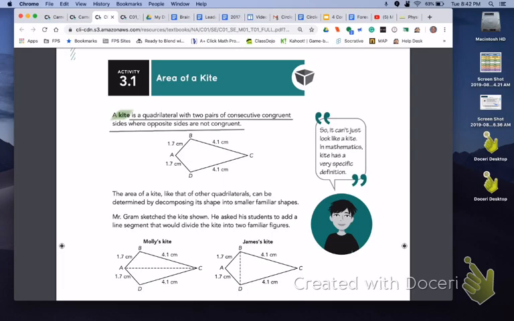Please turn to page 31, activity 3.1, area of a kite. A kite is a quadrilateral with two pairs of consecutive congruent sides where opposite sides are not congruent. The area of a kite, like that of other quadrilaterals, can be determined by decomposing its shape into smaller familiar shapes.